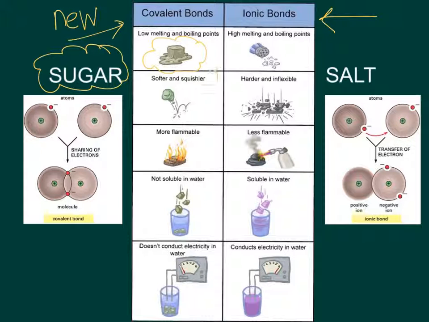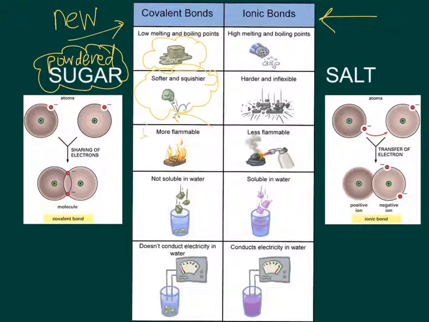Covalent bonds tend to be softer and squishier, so they don't make crystals like ionic compounds do. If you take sugar and you pound on it with a hammer, what do you make? Powdered sugar. And so it tends to be real soft if you put it between your fingers and you roll it around. It's real light and fluffy and squishy.